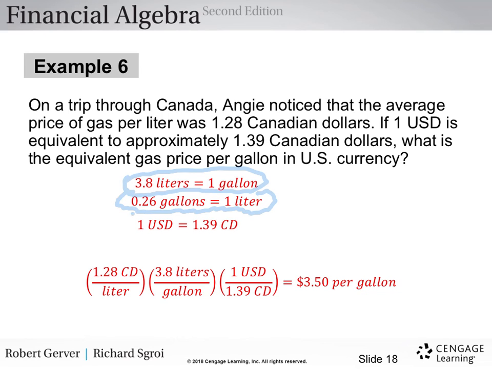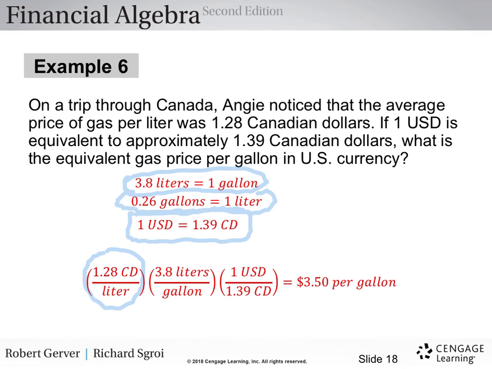And we were also told that $1 was equal to 1.39 Canadian dollars. Now, whenever I do a problem like this, I like to keep the units, because the units help me to figure out how to do this. All right, I want dollars per gallon as the answer, okay? So I know that 1.28 Canadian dollars per liter, that's the price of the gasoline at the gas station.